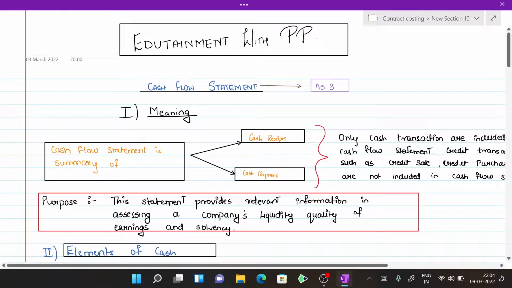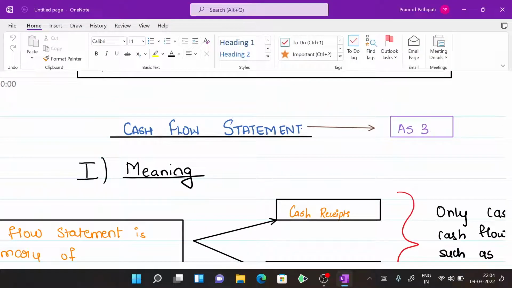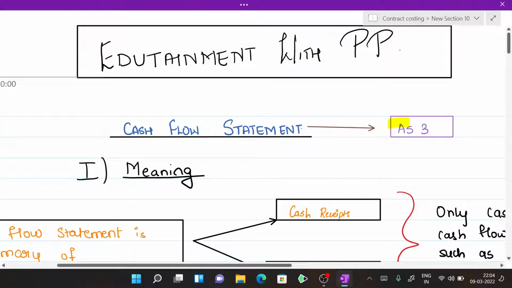Let us first understand the basic meaning of cash flow statement. One of the important things is that while studying cash flow statement, you have to go through AS3, which is based on cash flow statement. In that AS3, you will get to know what we mean by cash flow statement, and also the elements of cash flow statement, what cash includes in the cash flow statement.